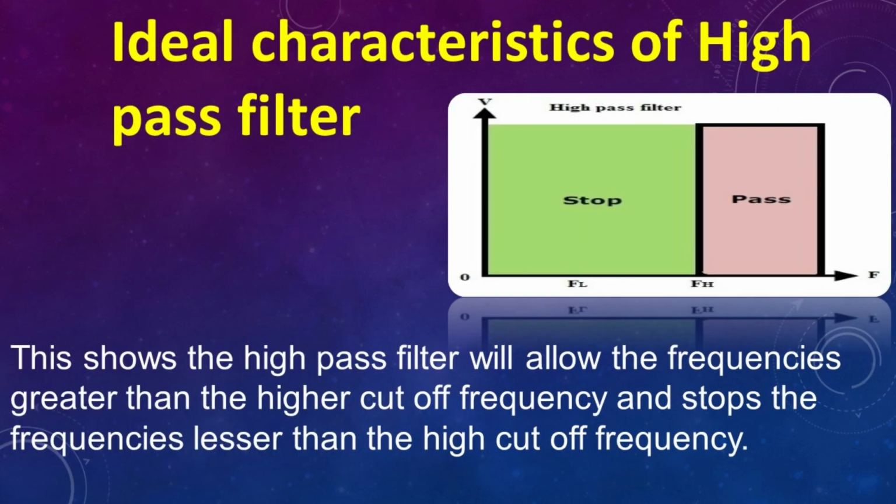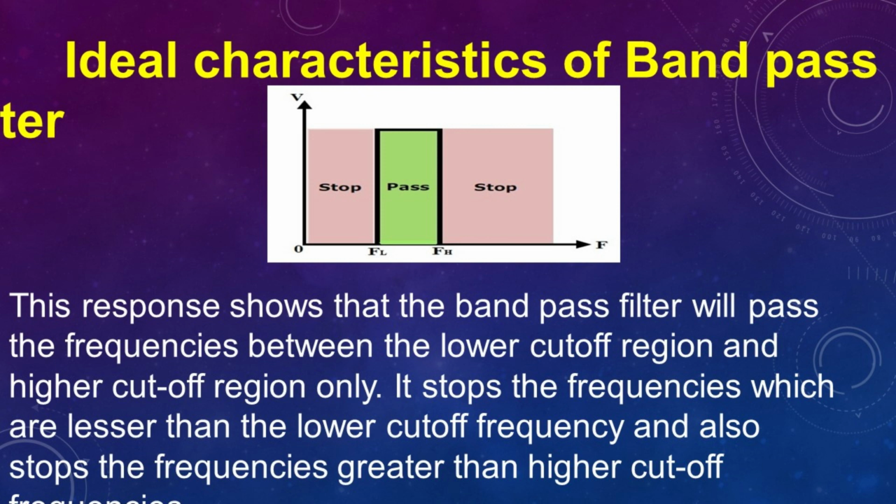Ideal characteristics of high-pass filter. This shows the high-pass filter will allow the frequencies greater than the higher cutoff frequency and stops the frequencies lesser than the high cutoff frequency. Ideal characteristics of band-pass filter. This response shows that the band-pass filter will pass the frequencies between the lower cutoff region and higher cutoff region only.